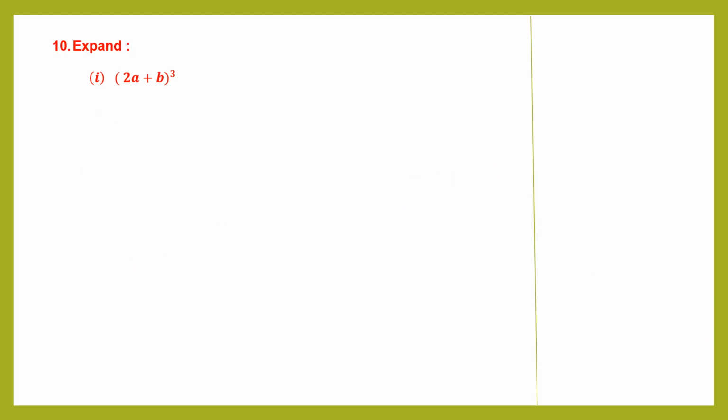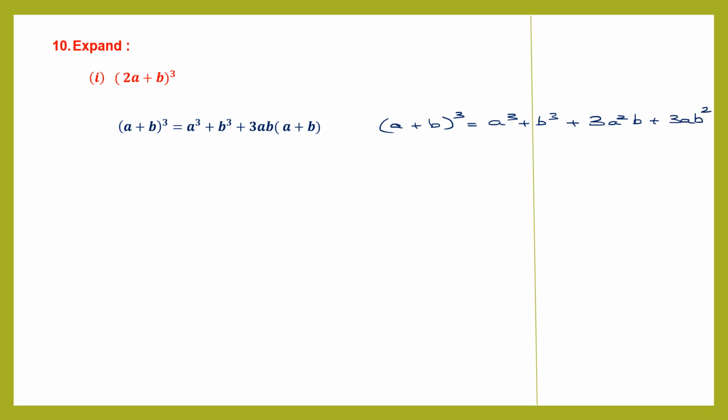Question 10, expand. 2a plus b the whole cube. So here we are finding the cube of a binomial 2a plus b. Now there is a formula. A plus b the whole cubed is a cube plus b cube plus 3ab into a plus b, or there's another formula which says a plus b the whole cube will be a cubed plus b cubed plus 3a square b plus 3ab square. So whichever formula you're using, all you have to do is substitute for a and b.